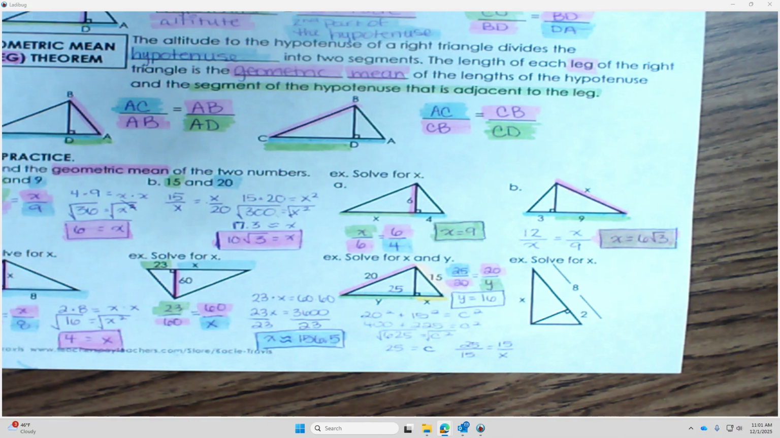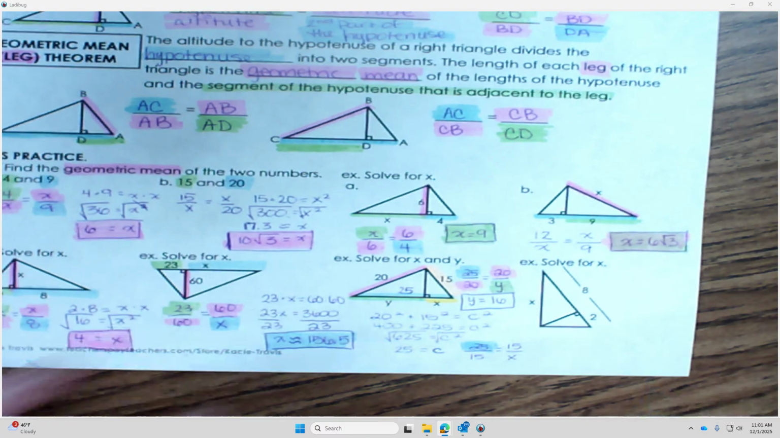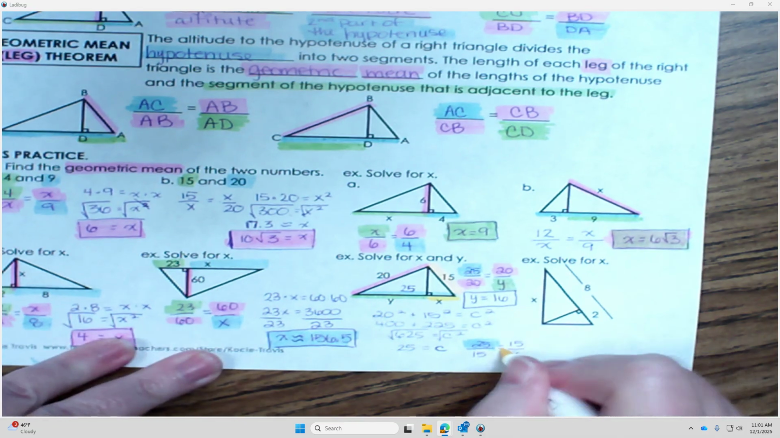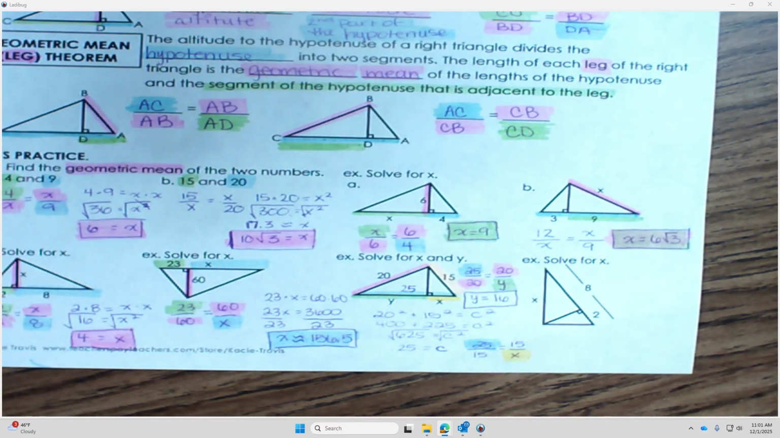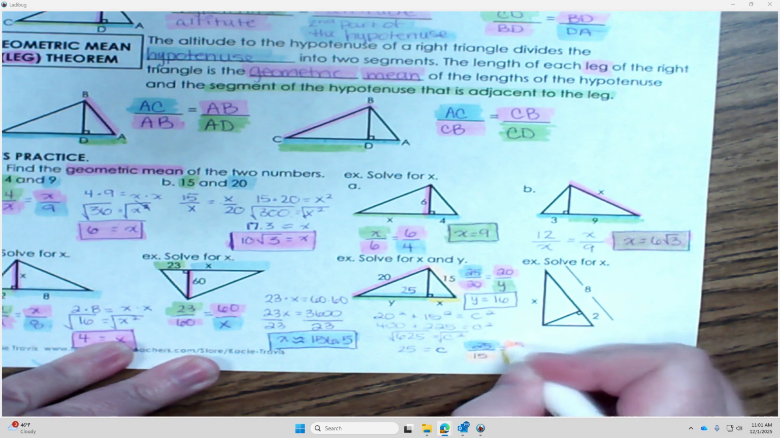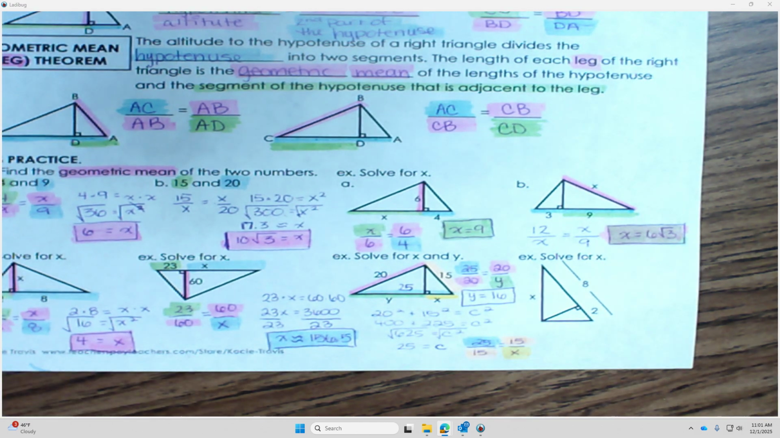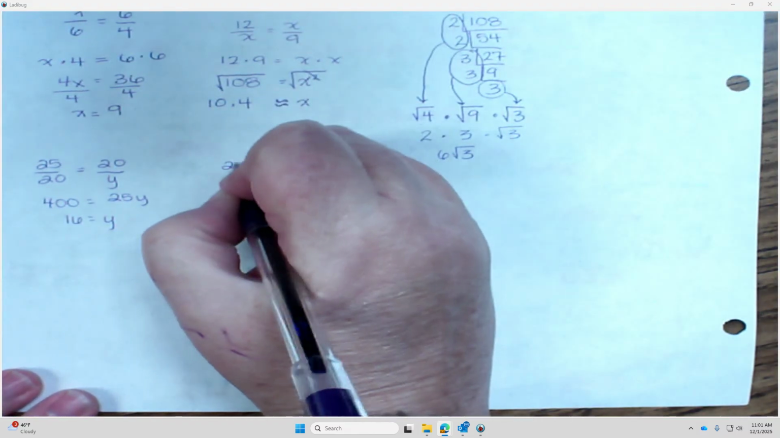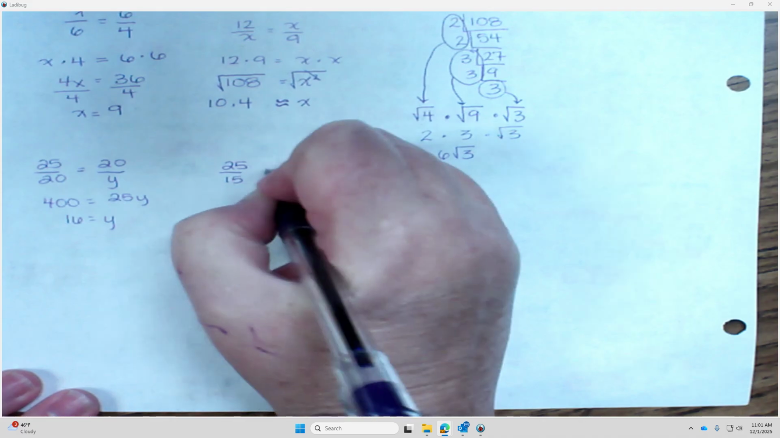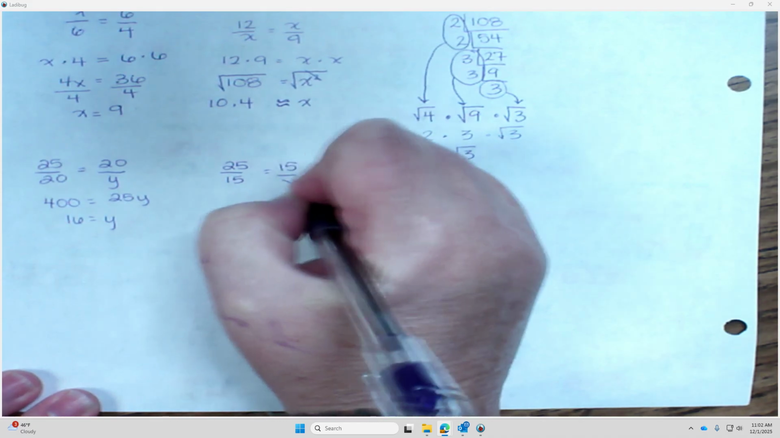Actually, we still have the blue here, but we turned the green into yellow to keep it more color specific, and we turned the pink into orange. So I just want to get those there for you. So 25 over 15 equals 15 over x.